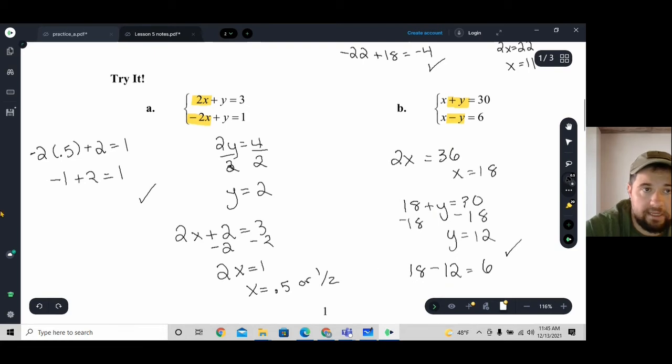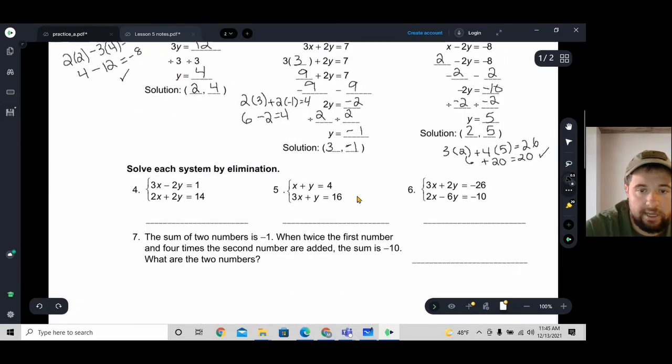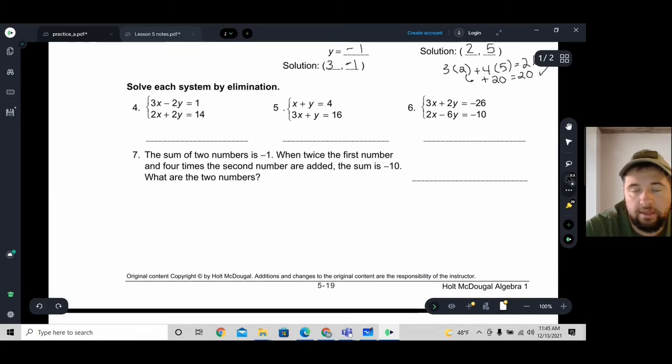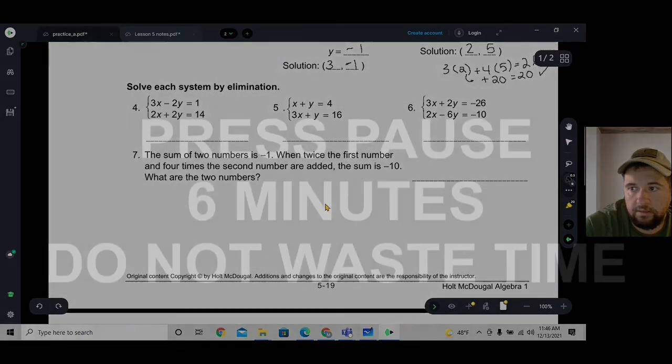Okay, everybody, you are going to go back to practice A, and we're going to do these bottom 4 equations, 4, 5, 6, and 7. You can work with each other, keep the volume to a low roar.